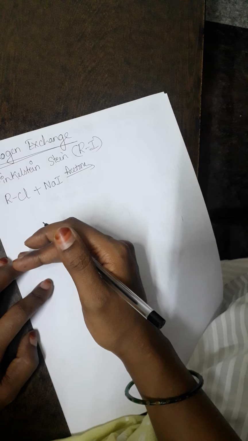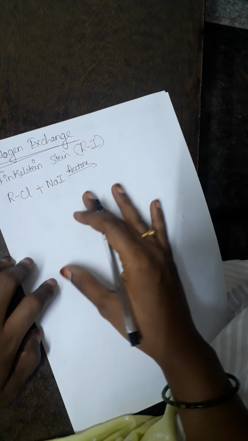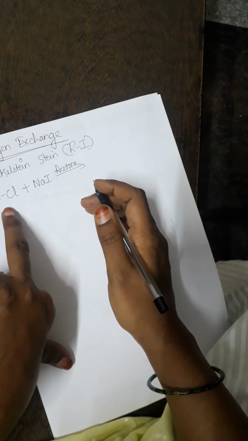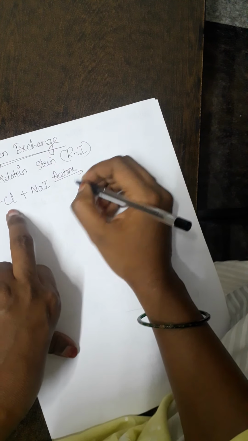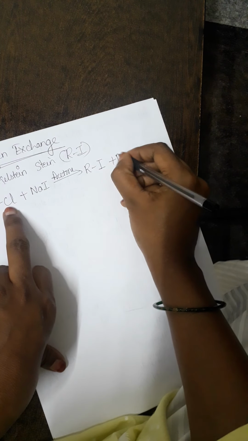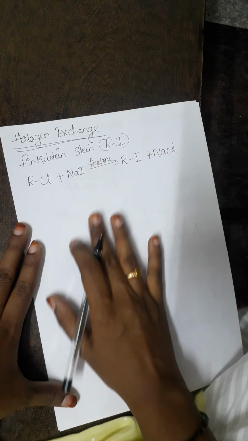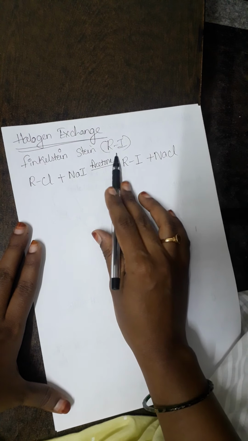Darzens for alkyl chloride, Finkelstein for alkyl iodide. I have another reaction, that is fluorination, which I have already told you. Let us look at what will happen. You will end up with RI with NaCl as a byproduct. Okay, so this is how we carry out the Finkelstein reaction to end up with RI.